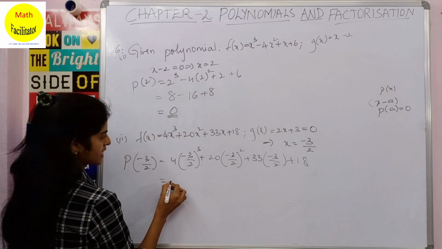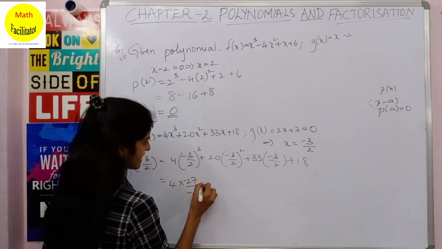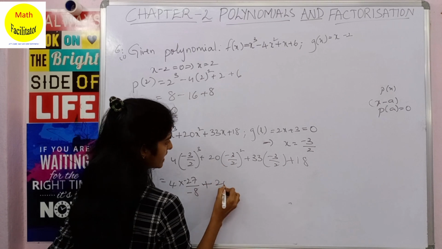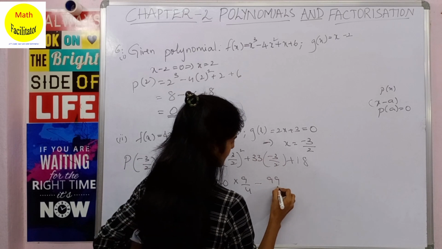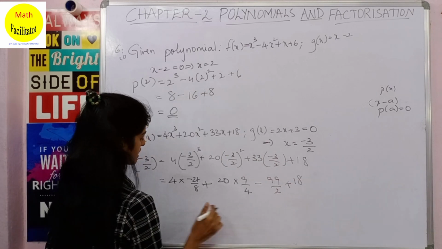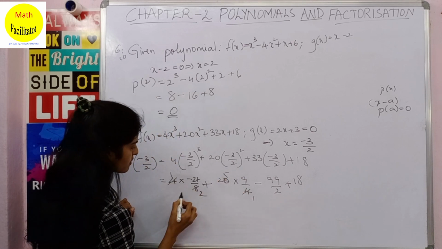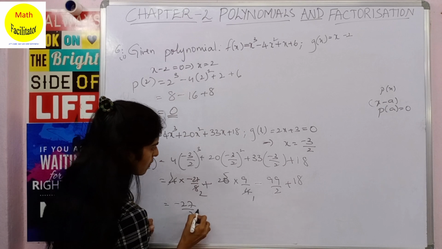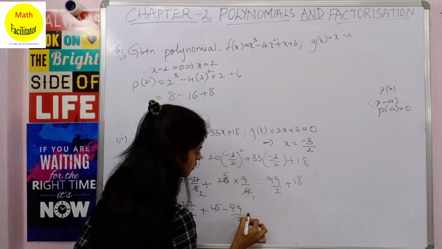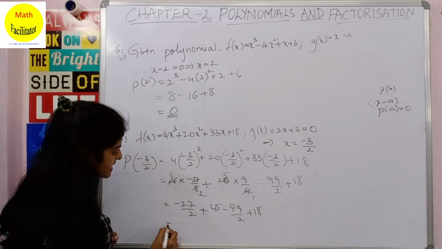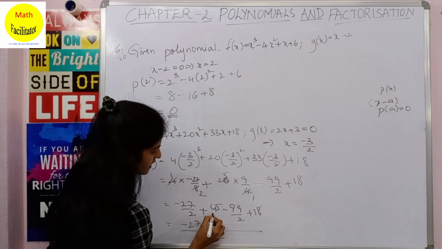Okay, so this is nothing but 4 into minus 27 by 8, plus 20 into 9 by 4, minus 99 by 2, plus 18. So 4 1s are 4, 2s are 4, 1s are 4, 5s are 20. So 1 into minus 27 is minus 27 by 2, plus 45, minus 99 by 2, plus 18. Now let us take the LCM. So LCM is 2. So this is minus 27 plus here it is 90.